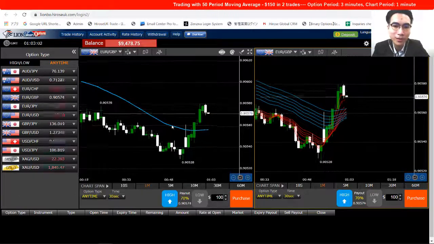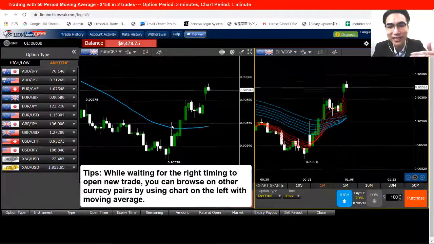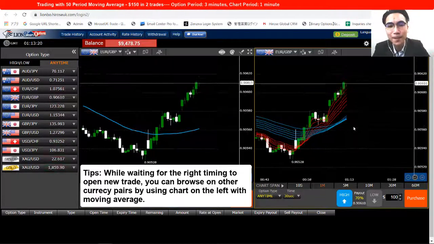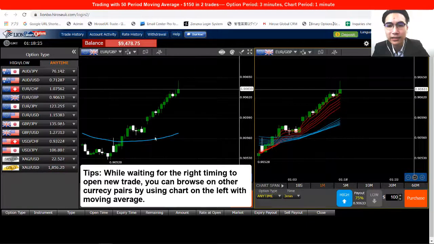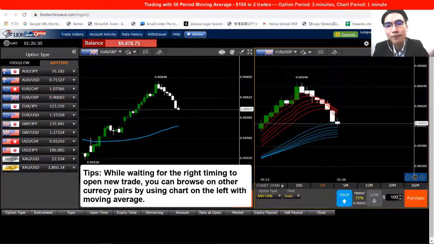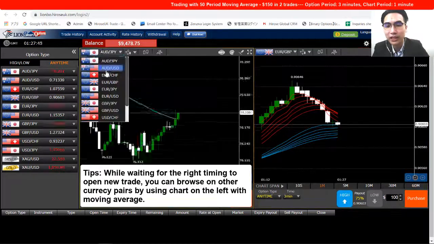Just one reminder: you can browse different currency pairs by using the chart on the left, because it's where the moving average is, and we will use it to see whether the market is good to enter, whether it's a range market or a trend market, and then from there we will adjust the strategy on the right.